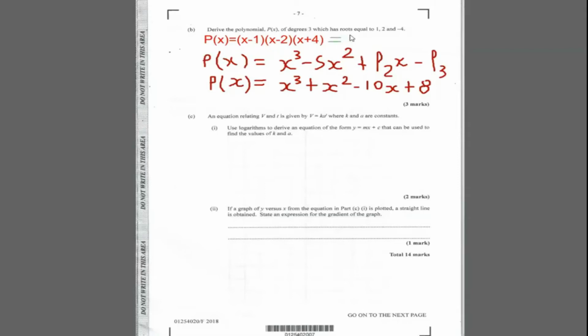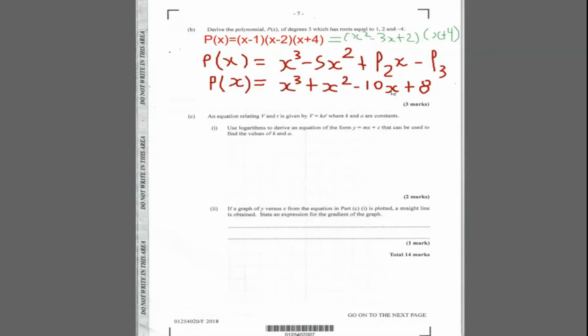So up here you could multiply it out by saying x minus 1 times x minus 2. That would have given you x squared minus 3x plus 2 times x plus 4, and then you'd have to expand this out again, and that would lead to the same result as what is down there. So it depends on which method you want to take. You could use the factor theorem, or you could use sums and products of roots.